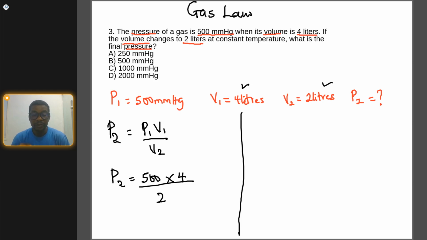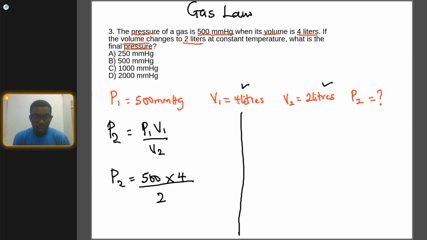If the first pressure and the second pressure have the same unit, you can go ahead to solve. Or if the temperature has the same unit, you can go ahead to solve. But if the unit for P1 is different from the unit of P2, then you need to convert so that both P1 and P2 have the same units. The same thing is applicable to the volume, and the same is applicable to the temperature.